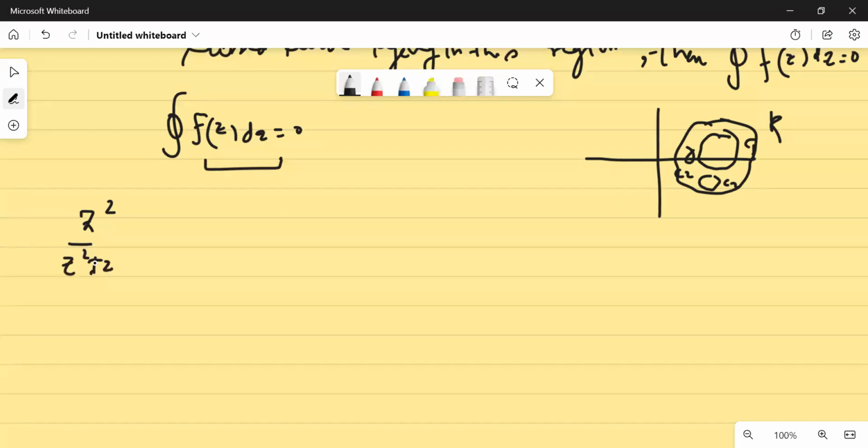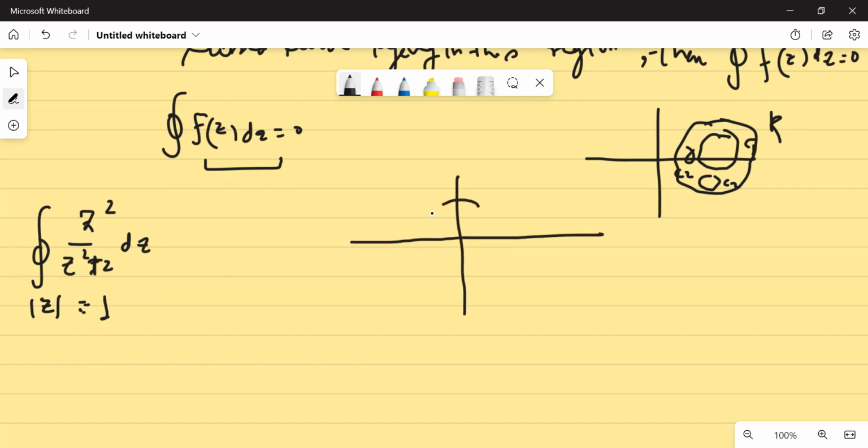Example, let's say first example, I would take something like the integral of z square upon z square plus 2 dz, and I'm taking a unit circle. So if I'm taking a unit circle, mod z equal to 1, what does that mean? If I'm saying mod z equal to 1, I am saying that I am in a unit circle. Okay, I'm talking about a unit circle.